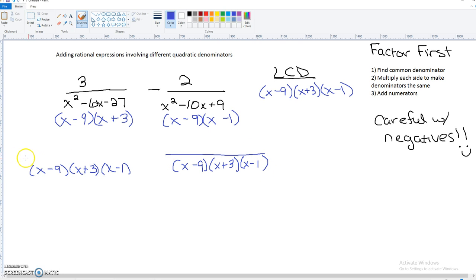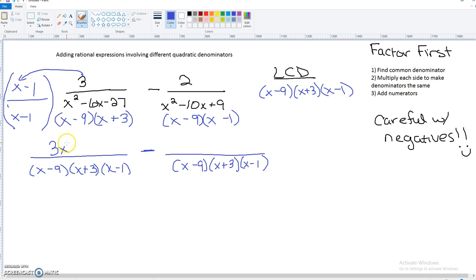Okay. Now we've got to look. I'm going to bring that minus sign down, by the way. So now I've got to figure out, okay, well, what's missing over here? Well, the thing that's missing over here is x minus 1. Which means we need to multiply x minus 1 on top. So we're going to take 3 times x, gets us 3x. And 3 times a negative 1 is a negative 3.